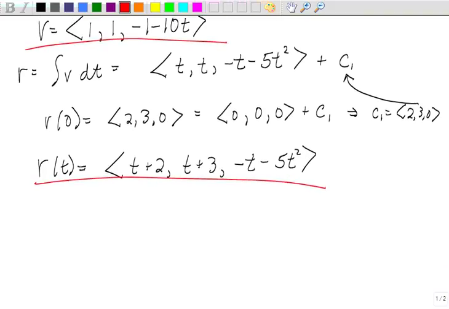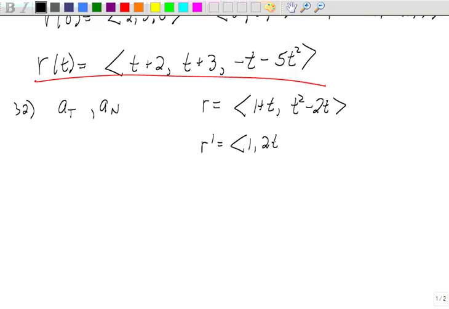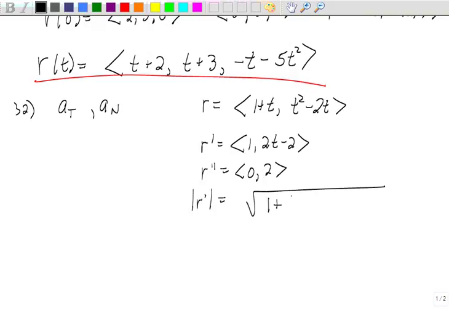Okay, and the last one, let's try, is 32. I want to find a sub T and a sub N. R is 1 plus t, t squared minus 2t. So r prime is 1, 2t minus 2, and r double prime is 0, 2. The magnitude of r prime is the square root of 1 plus 4t squared plus 4 minus 8t.